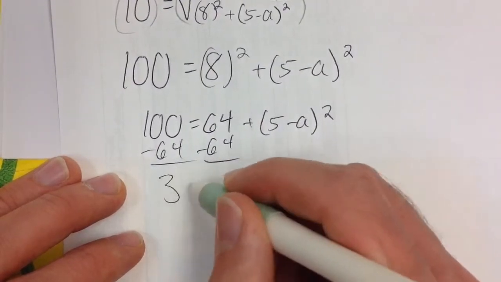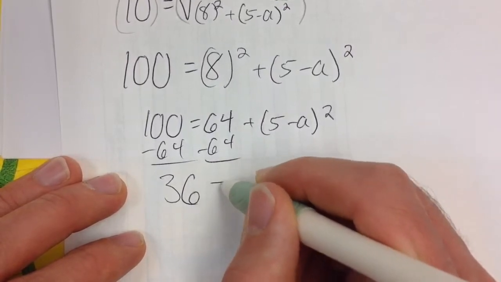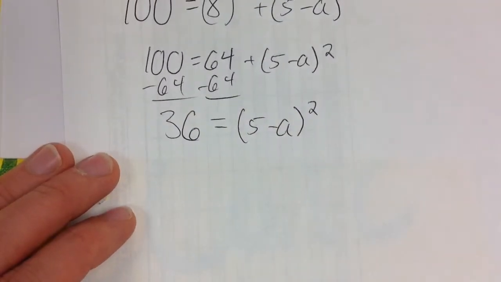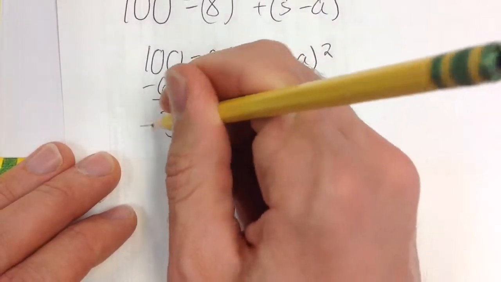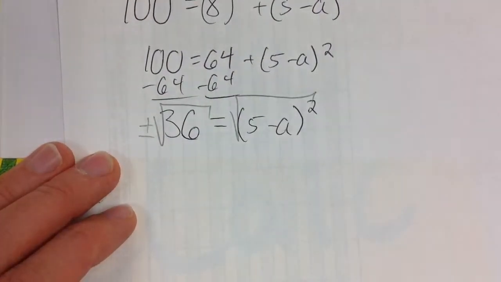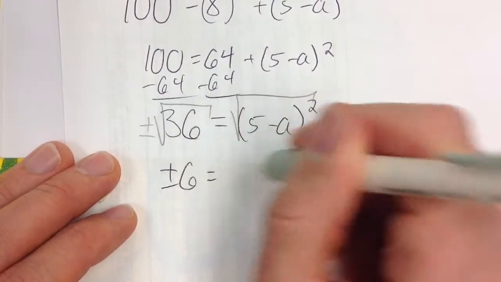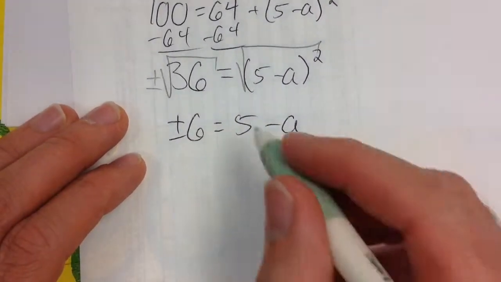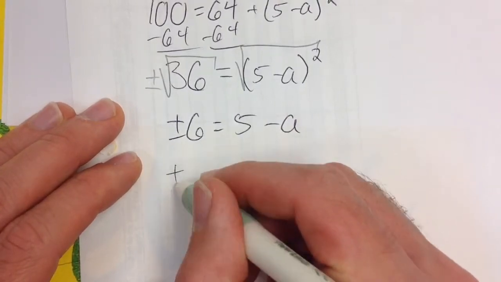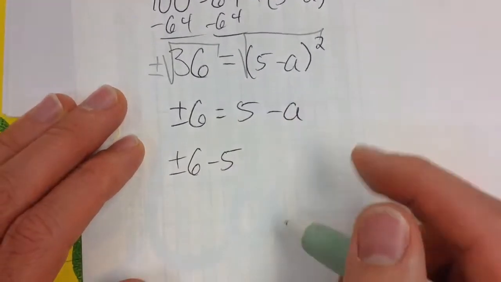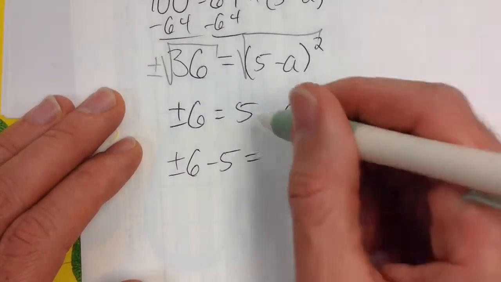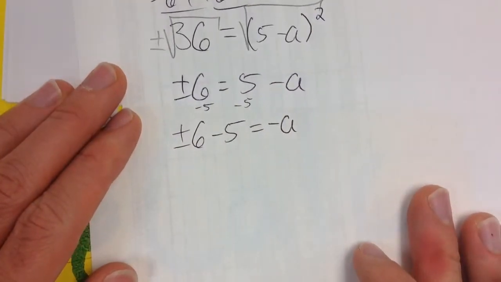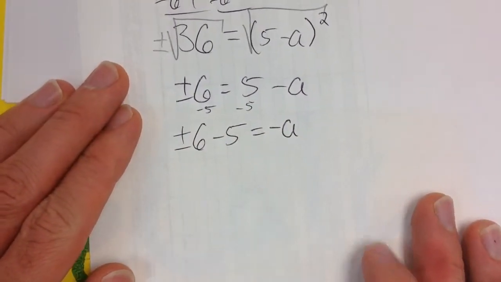36 equals 5 minus a squared. And then you take the square root of both sides. Nice. You get plus or minus 6 equals 5 minus a. And then you subtract 5, which gives negative a equals plus or minus 6 minus 5. So plus or minus 6 plus 5 equals a.